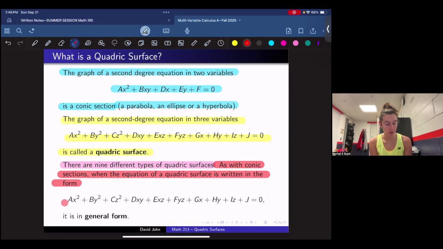We have our whole ax squared plus by squared plus cz squared plus dxy, exz, fyz, gx, hy, iz, j is equal to 0. So this is our general form.